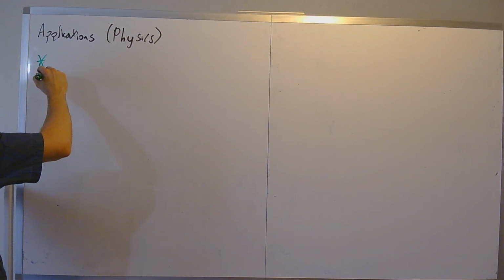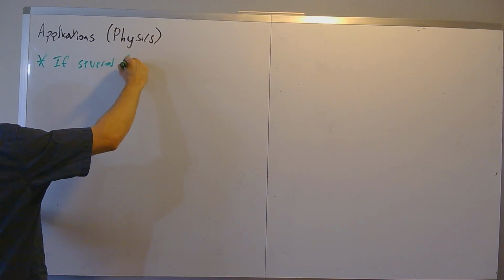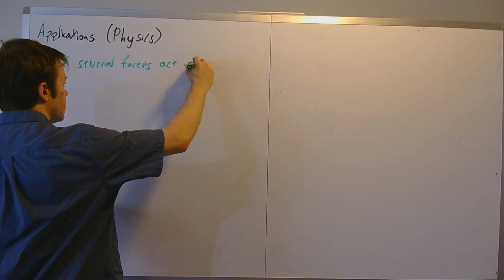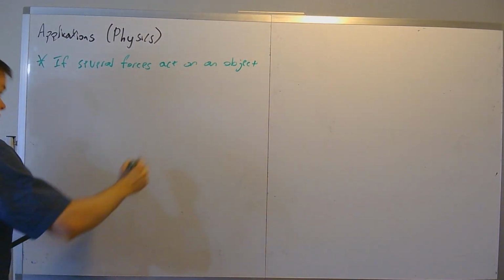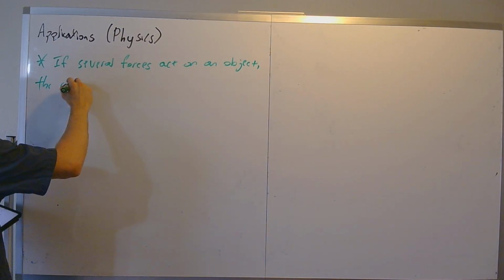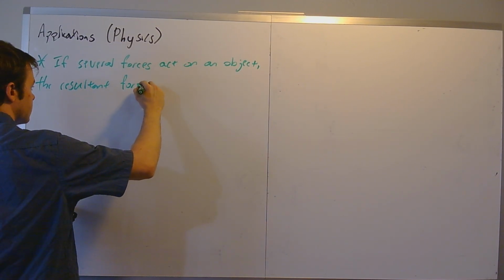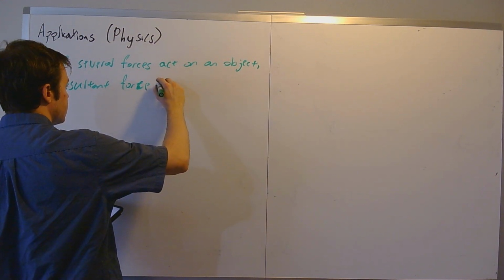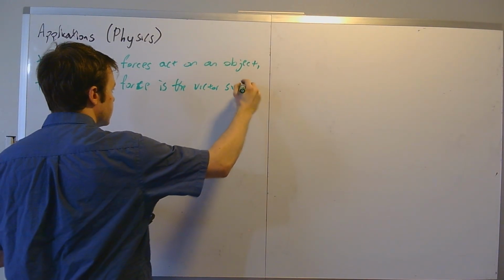one example is if several forces act on an object, the resultant force is the vector sum of these forces.